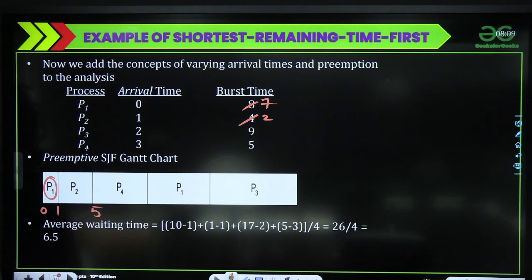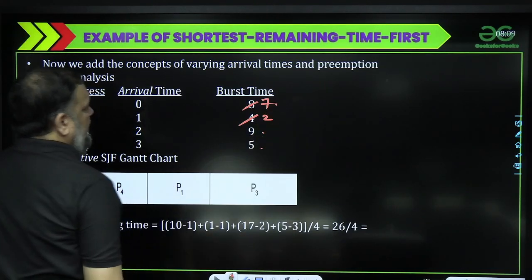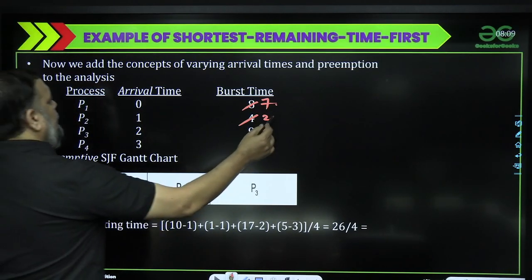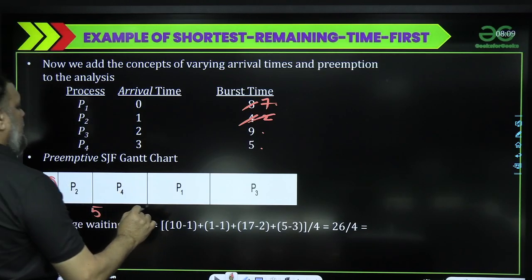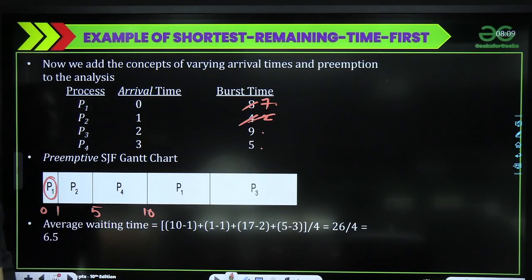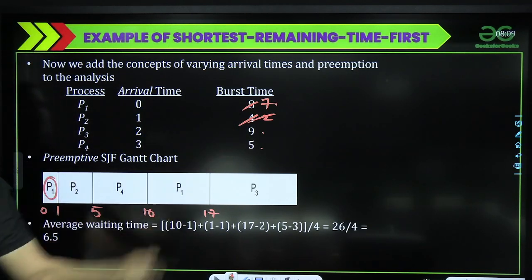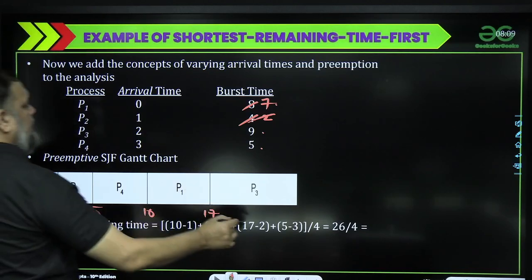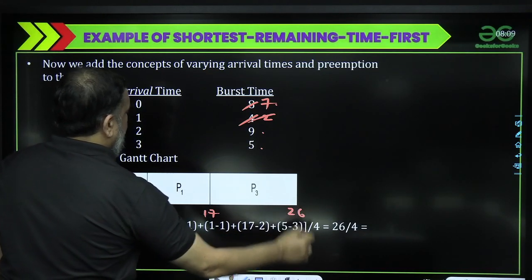1 plus 4. Now at that point of time, the processes that are available are P4, P3 and P1. Among them, P4 has the least burst time. P4 needs 5 units, so it is going to complete at 10. And thereafter, P1 has the lesser burst time of 7, so it is going to complete at 17. Because no new process has come, no preemption. And lastly, we complete P3 needing 9 units, so that means 26.